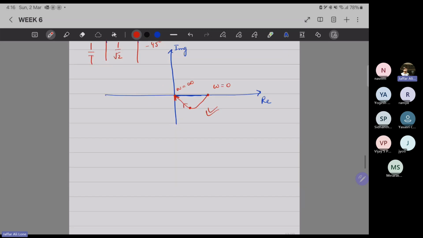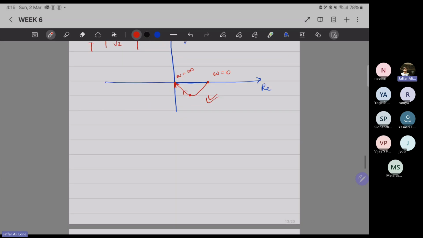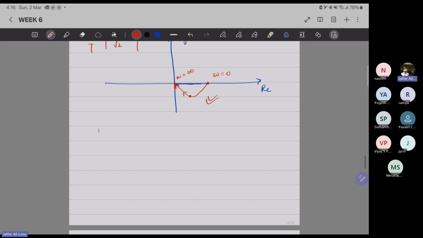Now let's take another example. Now this time, if I'm writing a system like this, g of s, h of s is equal to 1 over s into 1 plus st. So what is the type and order? Type 1 order 2. Nice. This is type 1 order 2. So I've just increased type as well as order.